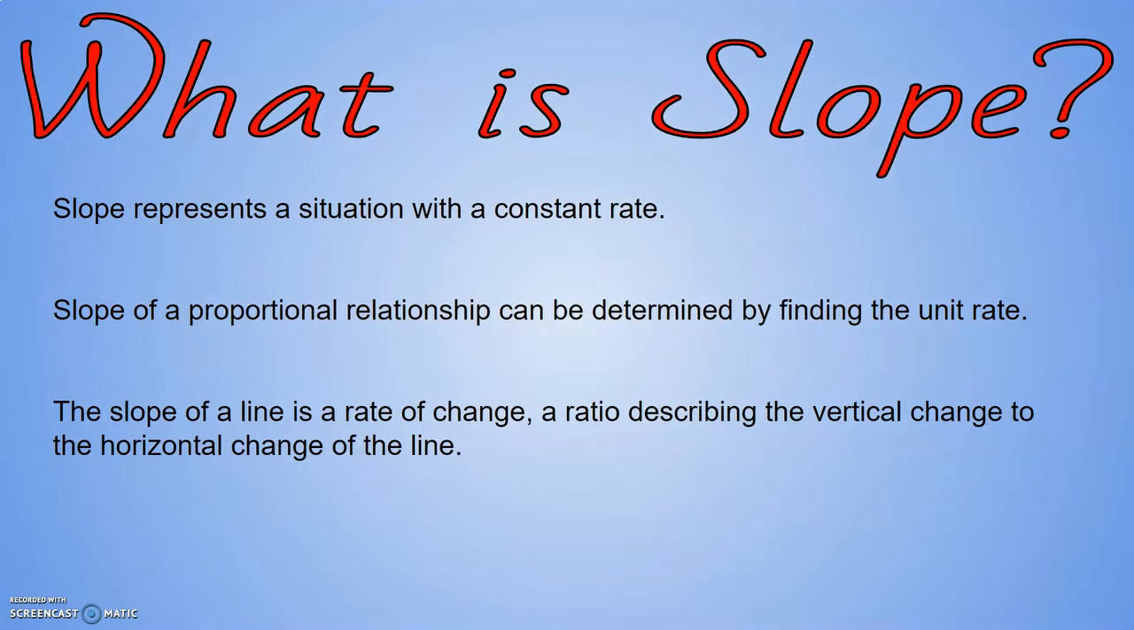So what is slope? Slope represents a situation with a constant rate. It could be a proportional relationship, and will be a proportional relationship that could be determined by finding unit rates. The slope of a line is a rate of change as well. It's a ratio that's describing the vertical change to the horizontal change of a line.